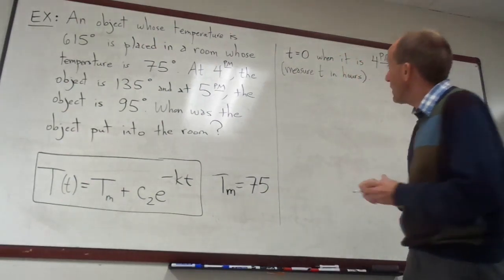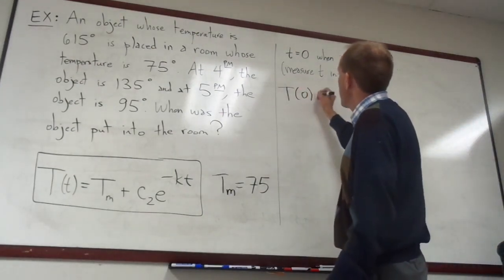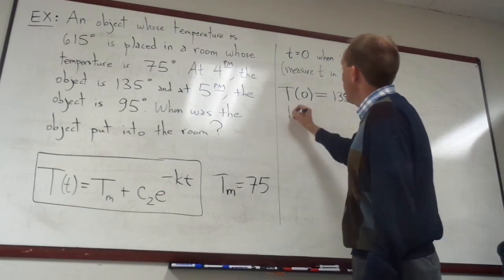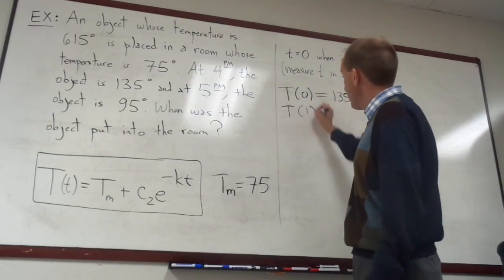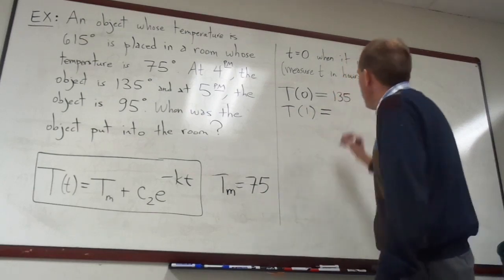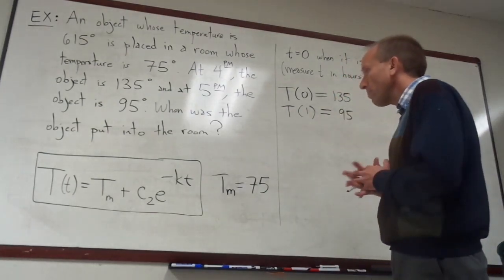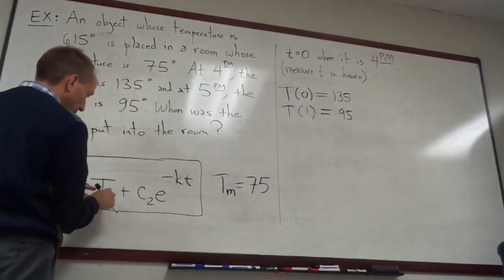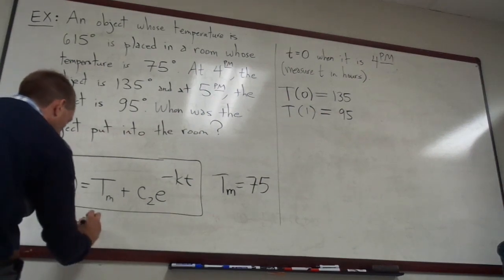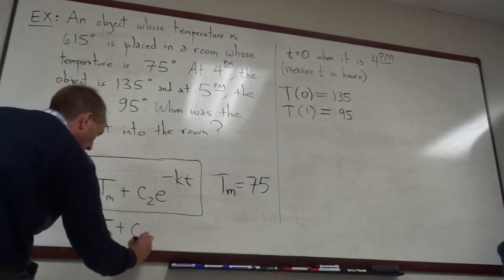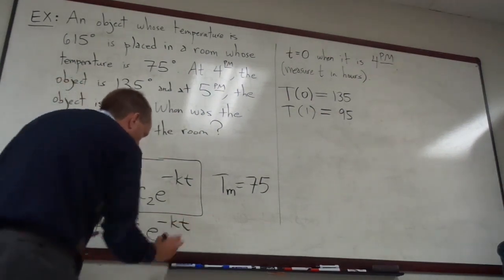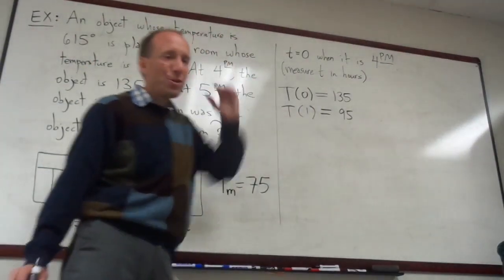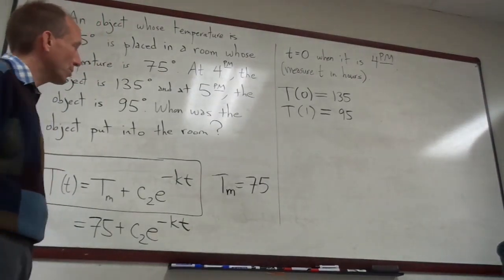If we do it that way, then we know that the temperature of the object at time 0, which is 4 p.m., is 135. And the temperature of the object at 5 p.m., which would be 1 hour later, would be 95 degrees. So we have three constants here that we don't know. Of course, T sub m we now do know. Let me just put that in: 75 plus C2 e to the negative kt. So there's two constants left that I don't know, and I have two pieces of information that hopefully will help me to figure out what those constants are.